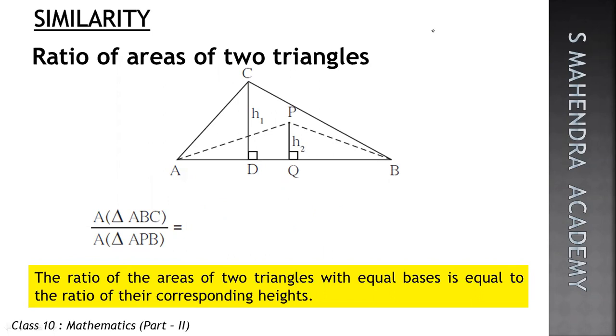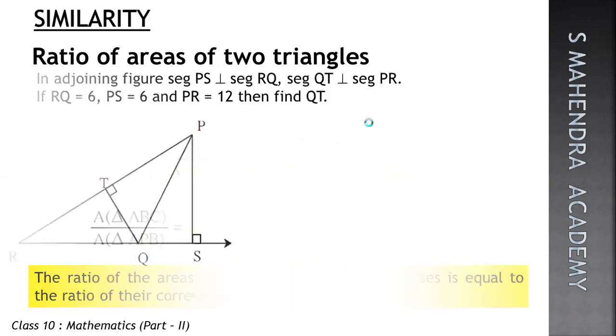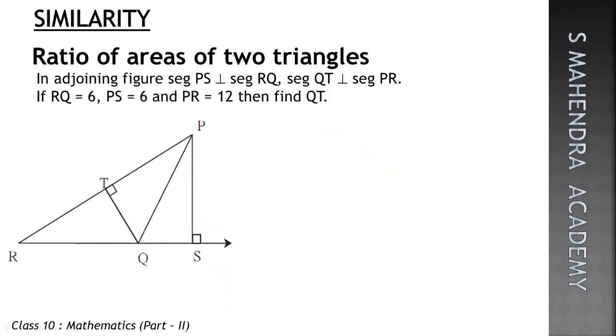So here we have an example. In this figure, the segment PS is perpendicular to segment RQ and QT is perpendicular to PR. Here RQ is given as 6 units, PS is given as 6 units, and PR is given as 12 units. So we will consider a triangle RQP.